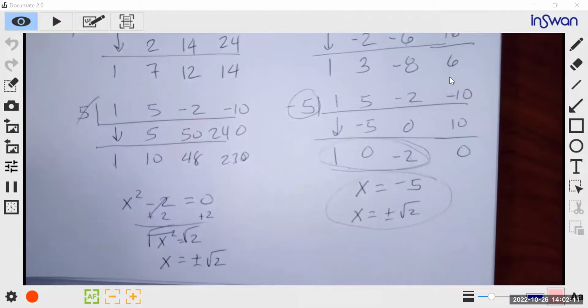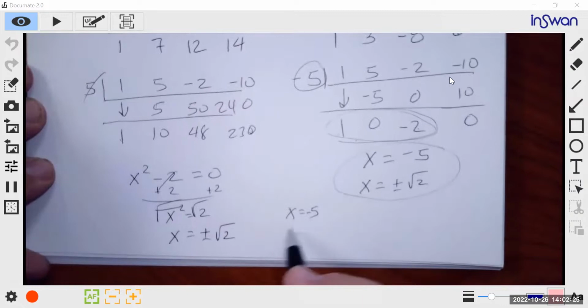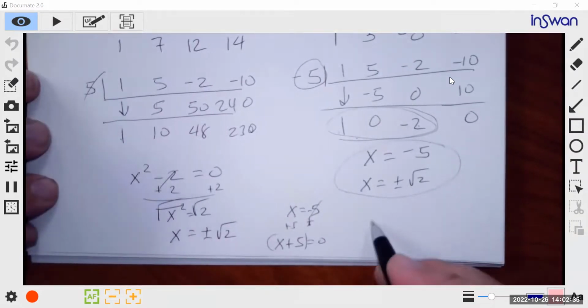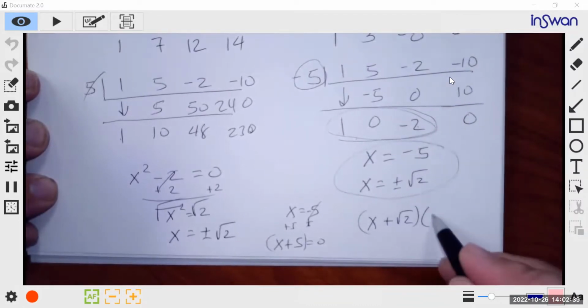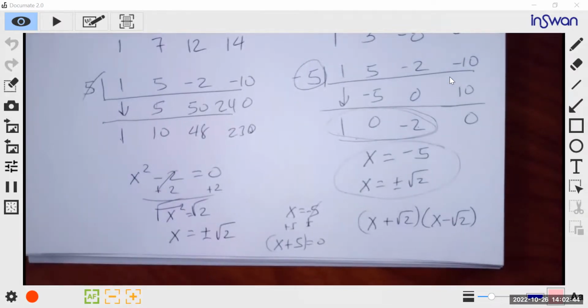What are the factors? For example, x equals -5. Make it equal 0: add 5 to both sides. So x plus 5 equals 0, so x plus 5 is a factor. x plus radical 2 is a factor. x minus radical 2 is a factor. So those are the three factors.